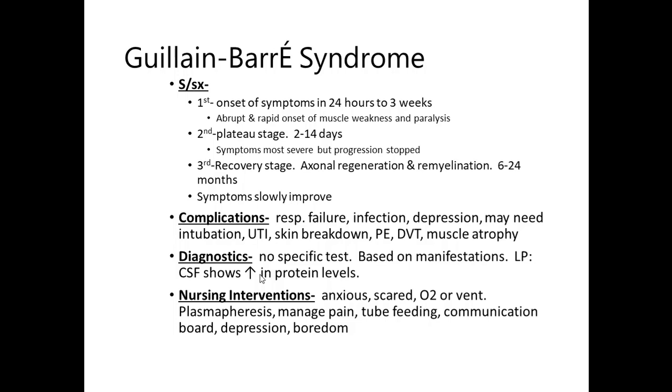Signs and symptoms of Guillain-Barré. The first stage is basically the onset of symptoms within 24 hours to 3 weeks of the infection. You're going to see rapid onset of muscle weakness and paralysis.